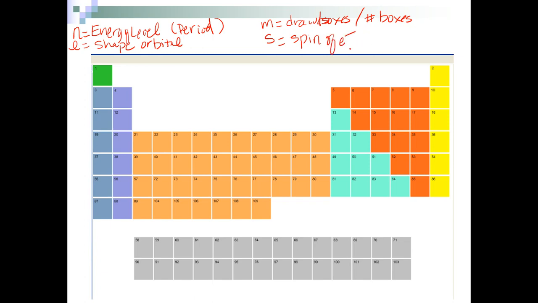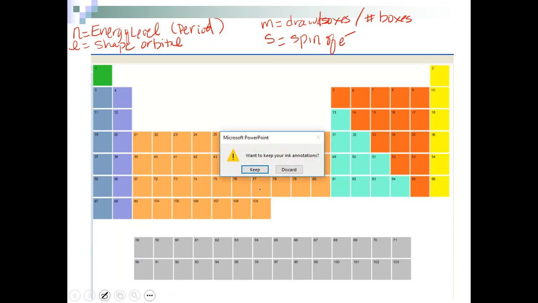And so we're going to look at tomorrow how to label our periodic table with the blocks, SPDF, the N, energy level quantum numbers, and then the M and the S. So I'm going to conclude this here at this point, and this is all for today.